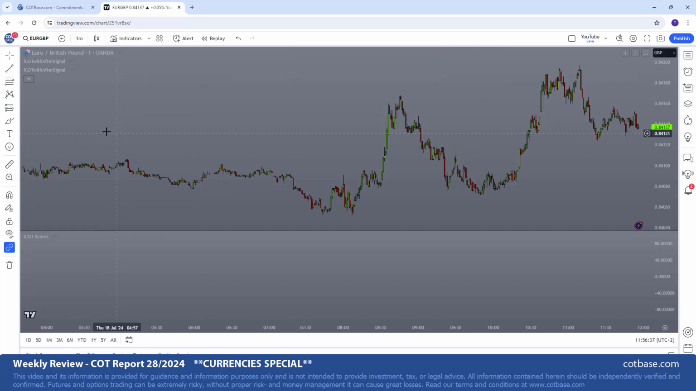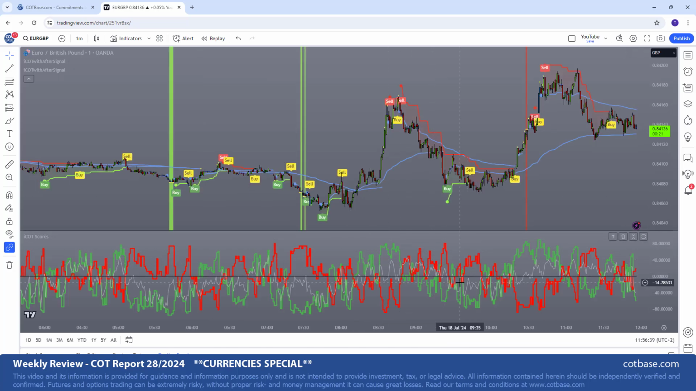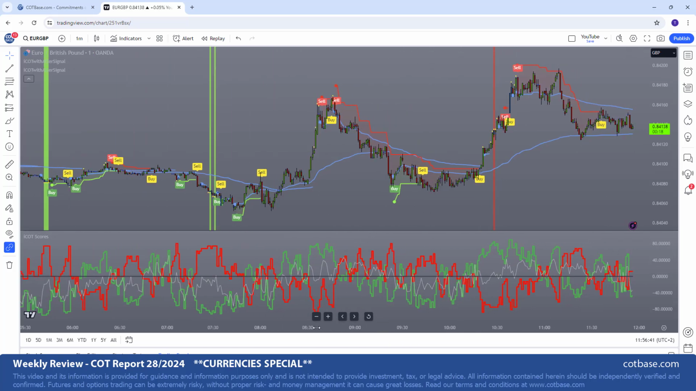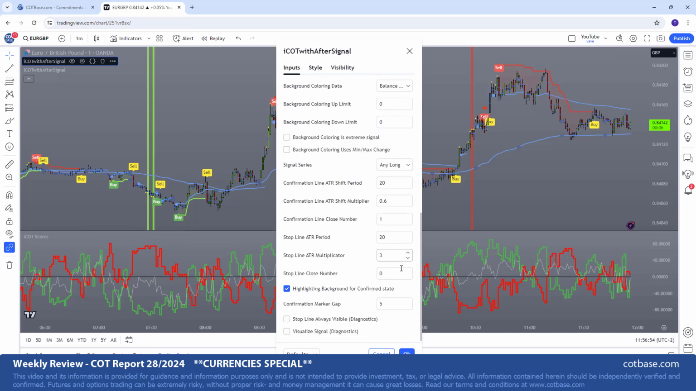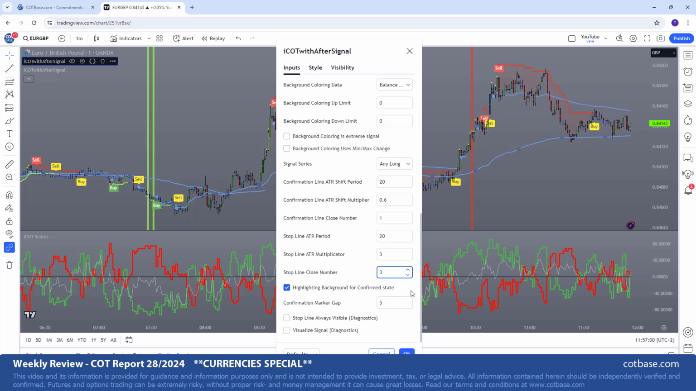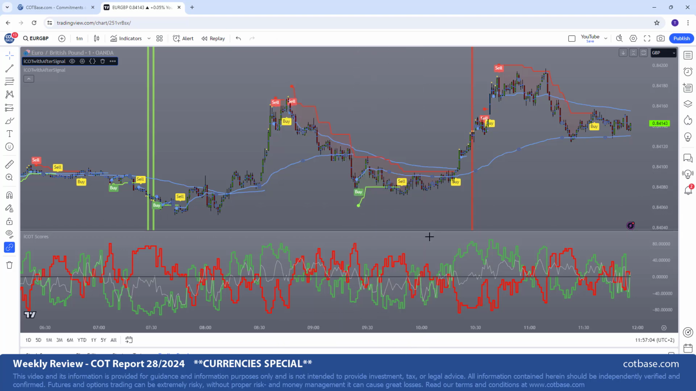But we can go down to the 1-minute candlestick charts. You can see how successful some sell signals are on this. Again, settings could be crucial. So this right now currently is set at a stop line close number of 0, but switching to a 4 we may get a better value or not.